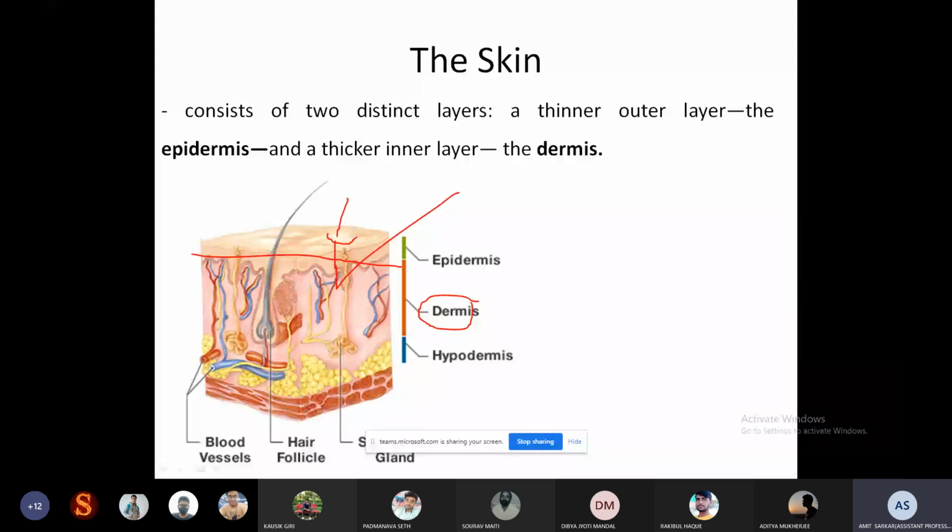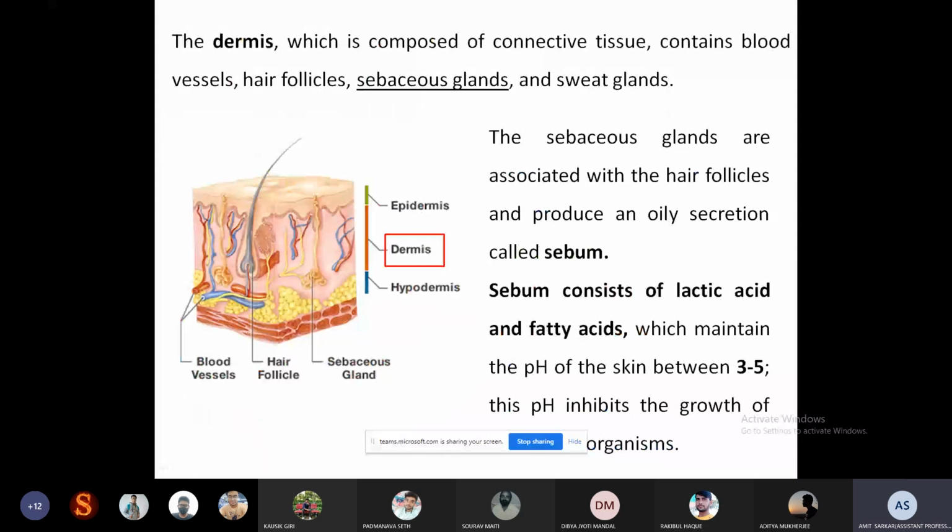Now, this dermis layer does not only have connective tissue and blood vessels. It also has hair follicles like this, and also the sebaceous gland and the sweat gland. The sweat is coming from the glands, and hair also originates from those places. So you can see, this is the sebaceous gland and this is the hair follicle.